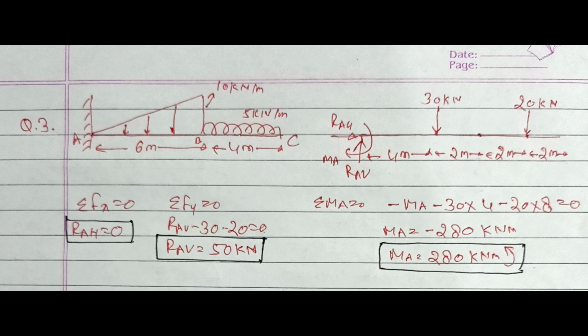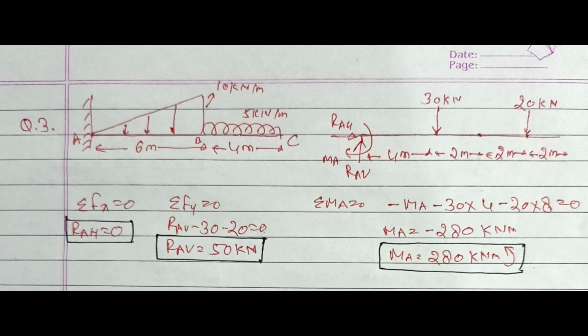Now once the free body diagram is drawn, we will apply the conditions of equilibrium. First equation is sigma Fx equal to 0. So RAH will be 0. Second, sigma Fy equal to 0. So RAV minus 30 minus 20 equal to 0. RAV equal to 50 kilonewton.